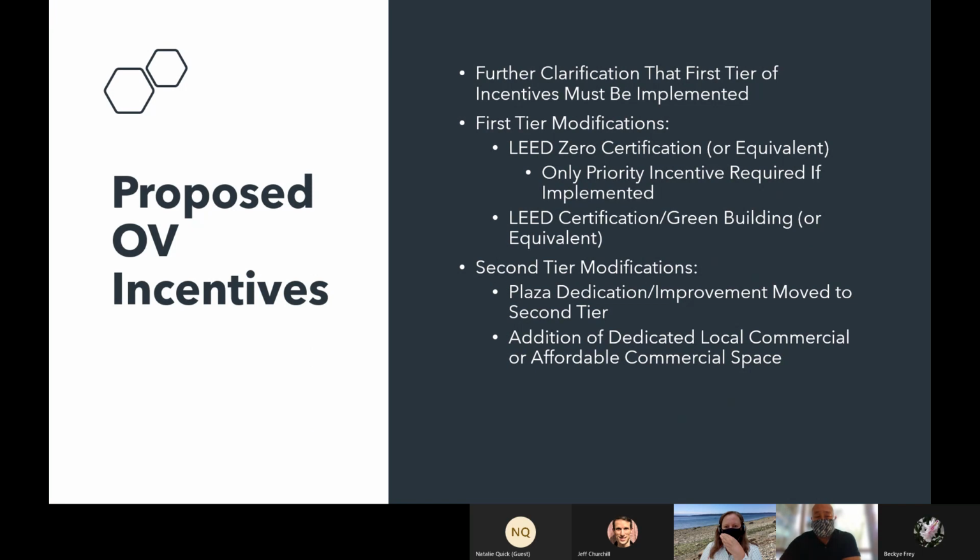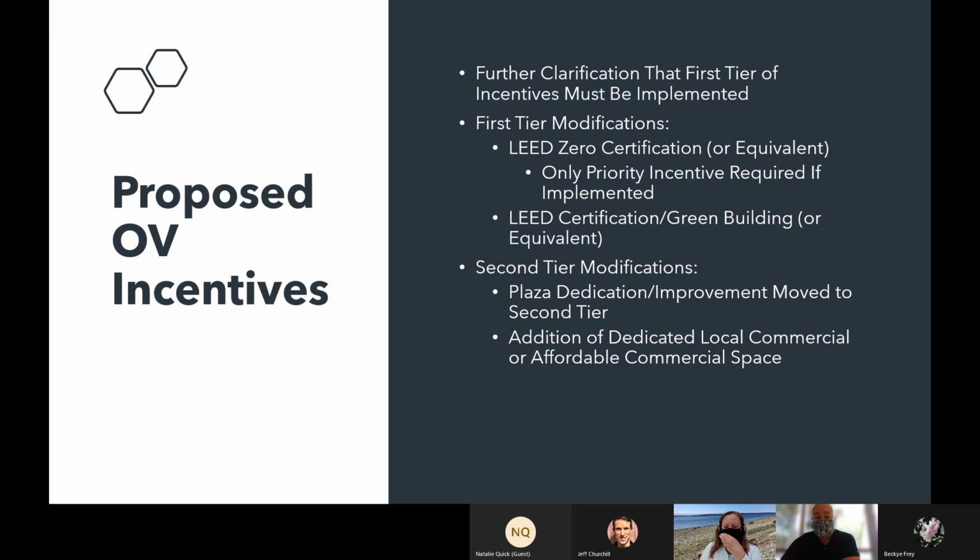As part of these incentives, we did have some further clarification that the first tier of incentives must be implemented. The first tier has also been changed to add LEED Zero certification or equivalent. And if you were to implement LEED Zero, that's the only priority incentive that you need to do. We also added in a tiered version of LEED certifications or green building or equivalent to reach that second tier of incentives.